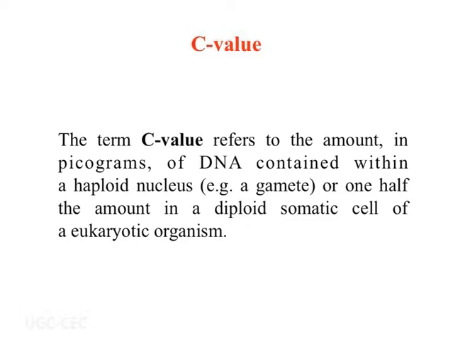The term C means constant and it denotes the amount of DNA which is present in a haploid nucleus, or half the amount of DNA present in a diploid somatic cell of a eukaryotic organism. The amount of DNA is expressed in picograms. Later on in this program, we will see how the C value is related to the morphological or structural complexity of the eukaryotic organism.